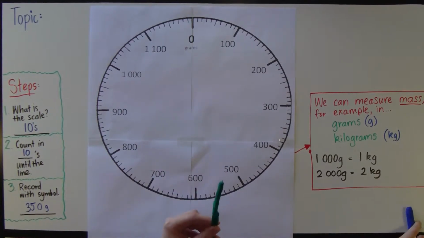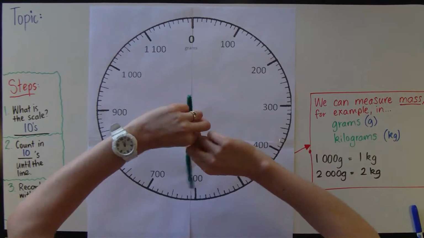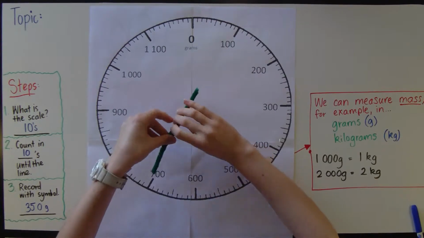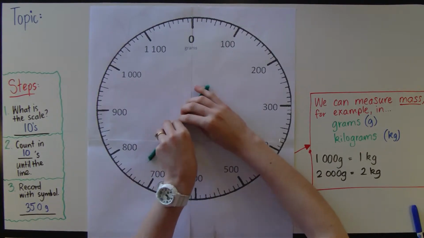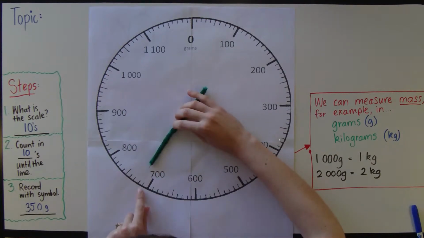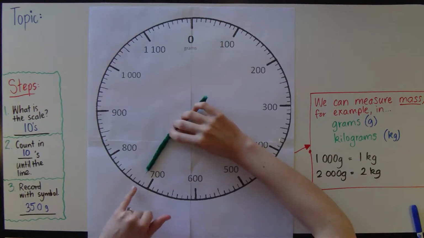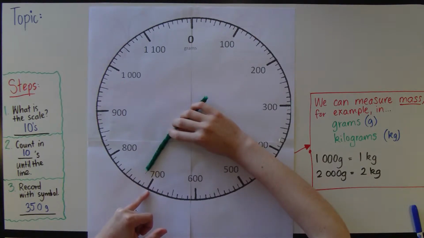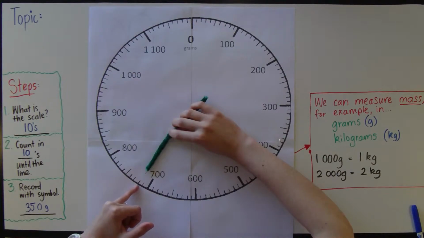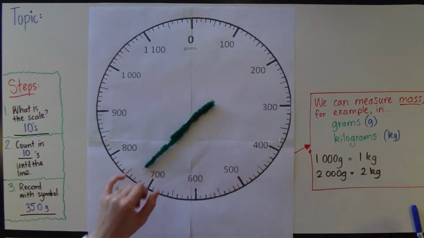Let's look at one last example. Let's say we put another object, or a few, onto the scales, and let's say the line now is pointing here. So it's pointing at this line here. We know that it's going up in 10s, so let's start at 700 grams, 710 grams, 720 grams, and that would be our answer.